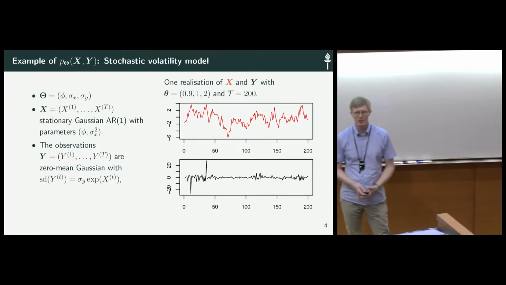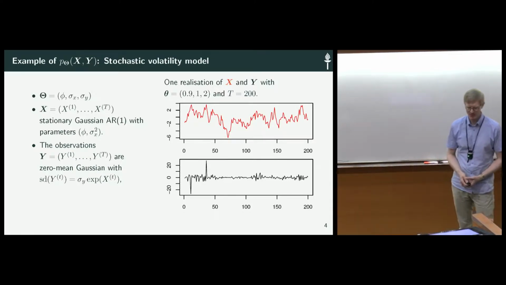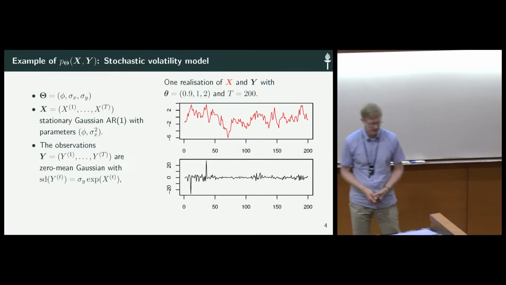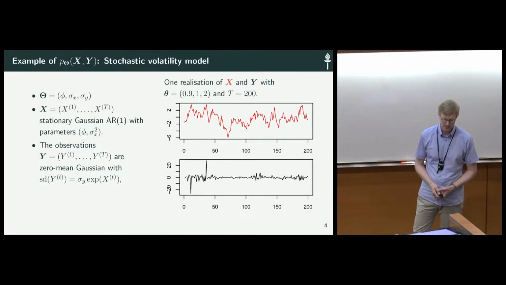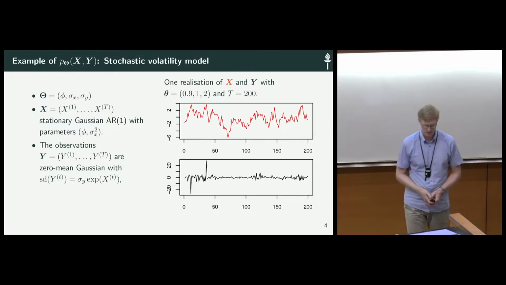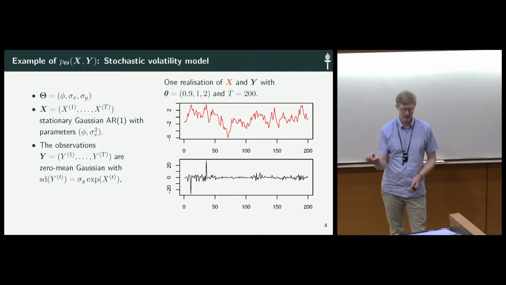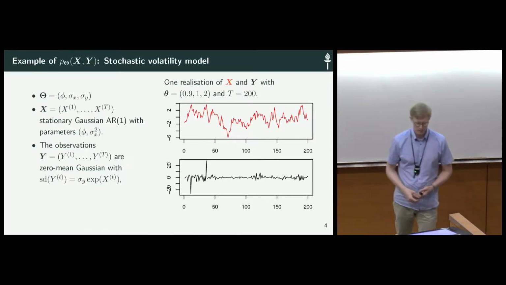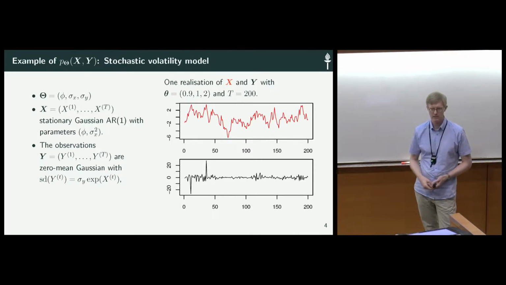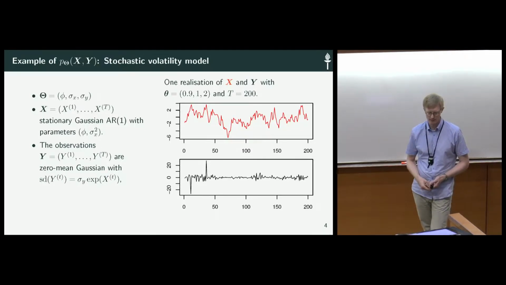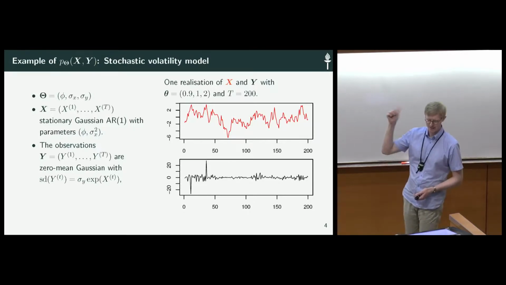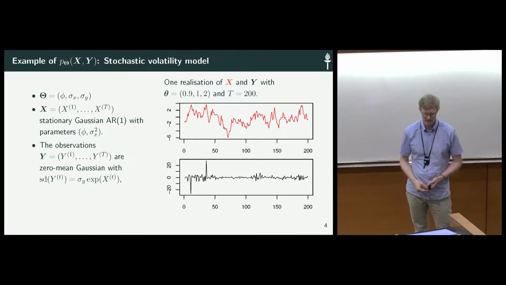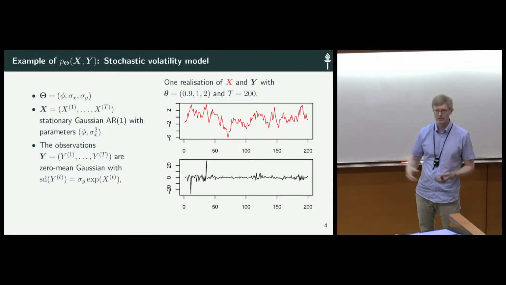And here's an example which you've seen a couple of times in this meeting before. It's a stochastic volatility model. So theta is a vector of 3, containing phi, sigma x, sigma y, 3 parameters, and 2 of the parameters are actually parameters of the latent variable part, which is a priori assumed to be a stationary Gaussian AR1. And there's a simulation in red of the x, the AR1, with certain parameters there, with a length of 200.